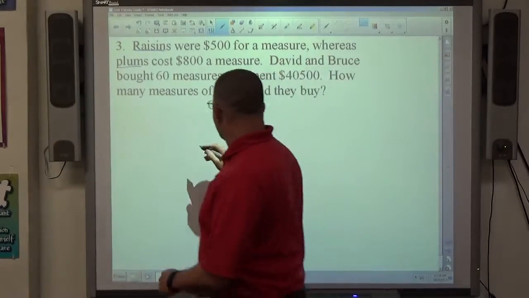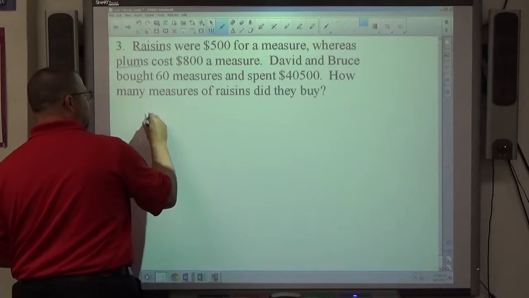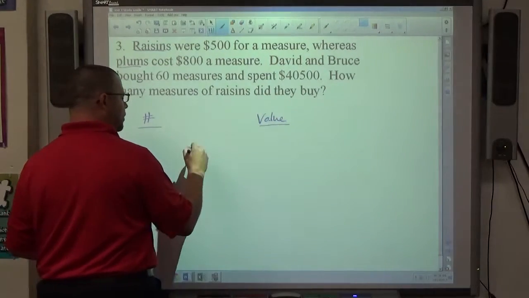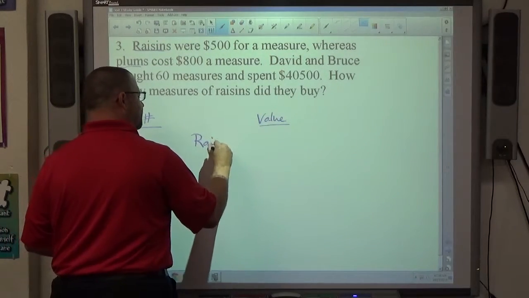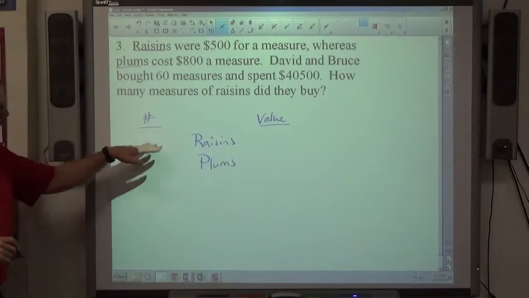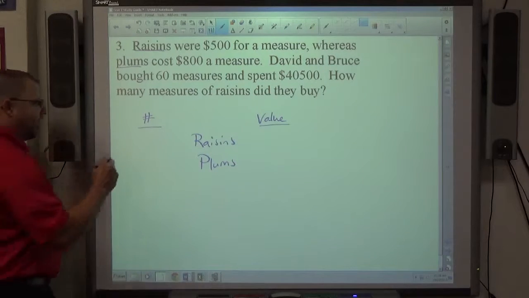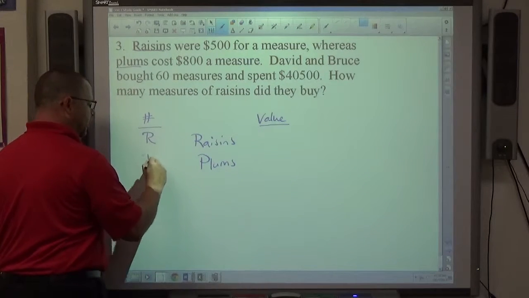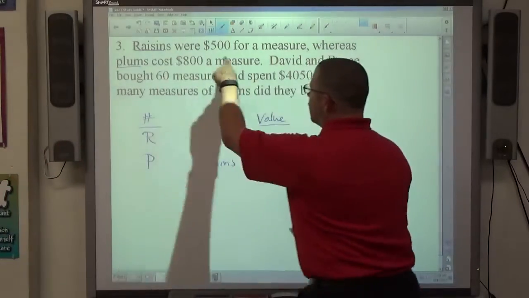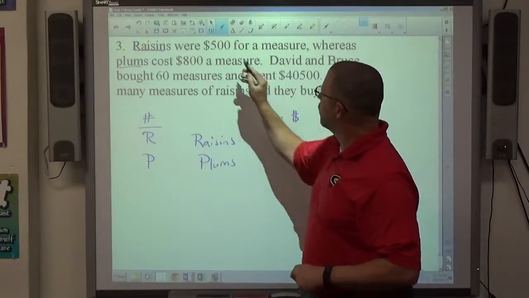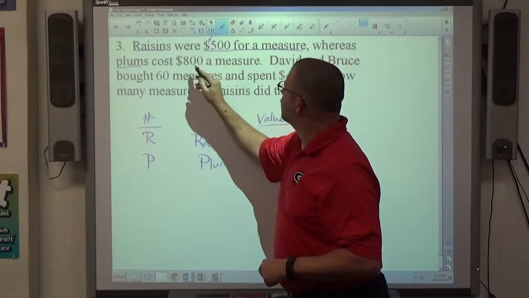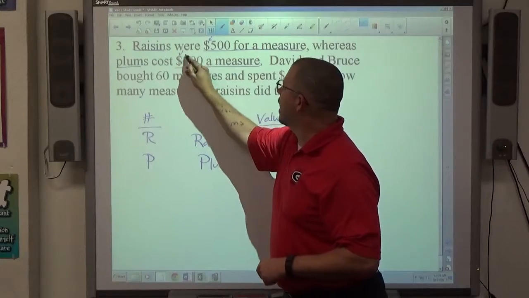So, if we're dealing with a value problem here, and we want number and value as our categories, we have raisins and plums. So for number, we always just put variables to represent that. So R is going to represent the number of raisins, P the number of plums. And then we take value, which is in dollars. Very important, we establish unit. So $500 per measure, that's the unit of dollars. $800 per measure, also in dollars.